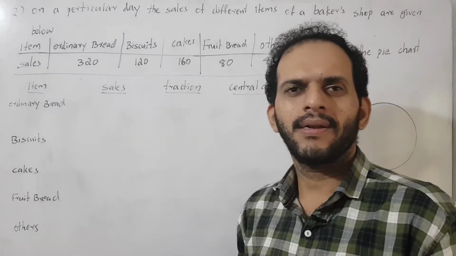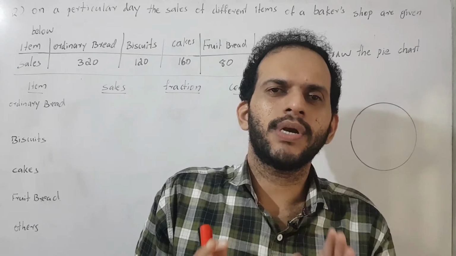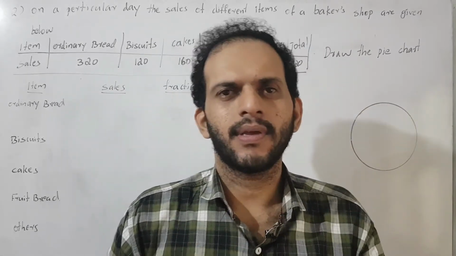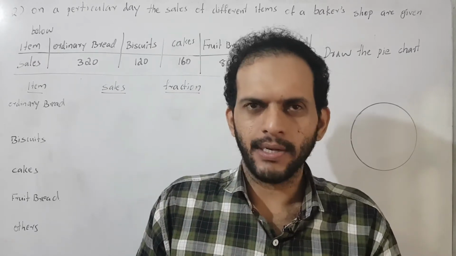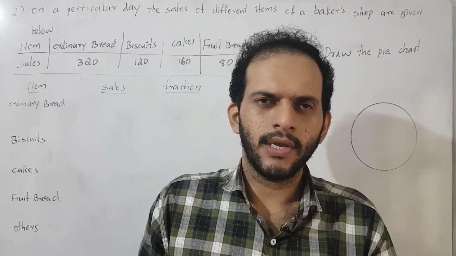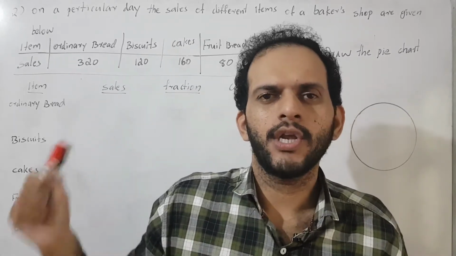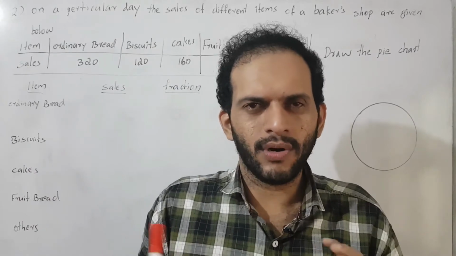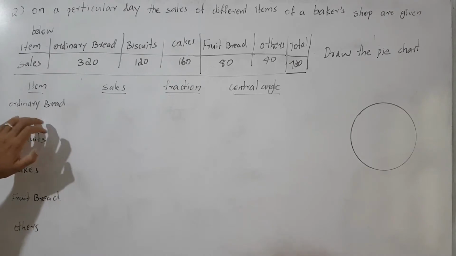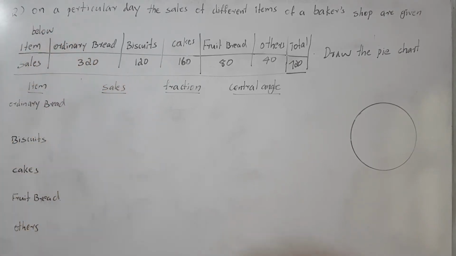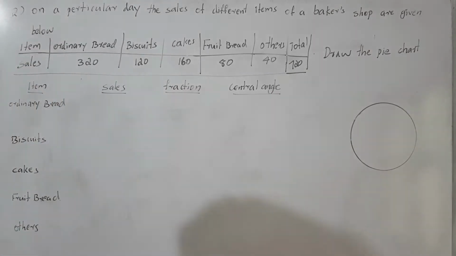Okay. So we know that for drawing the pie chart, we need to divide the central angle of the circle according to the amount given to each item, correct? For that we need to make one more column, one more table. The first two columns are the same as what is given. The third one is fraction and the last one is the central angle of each item.